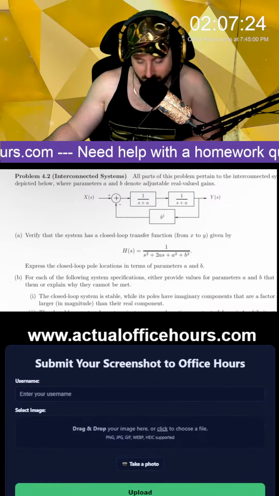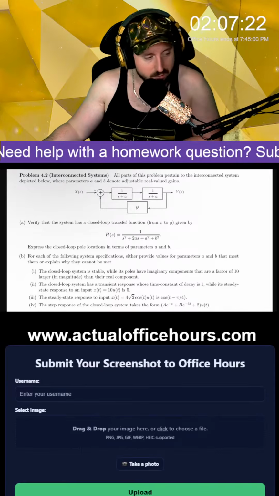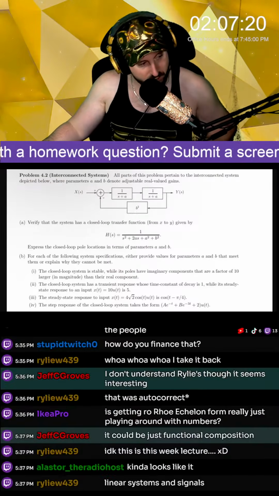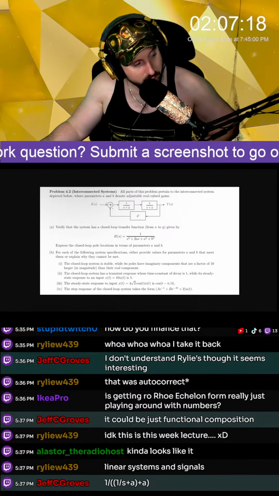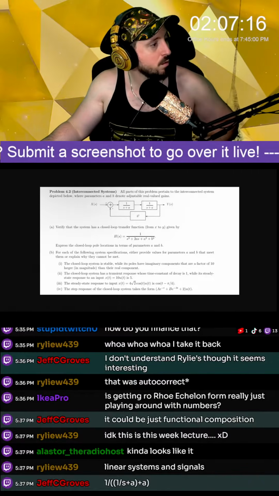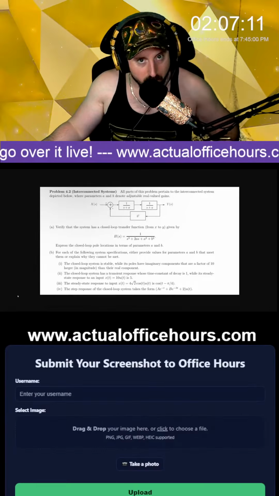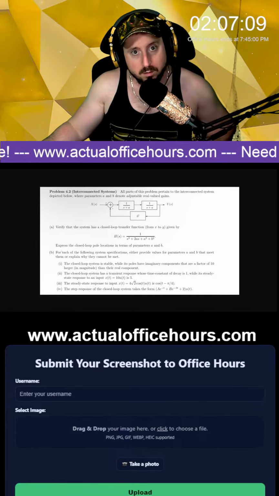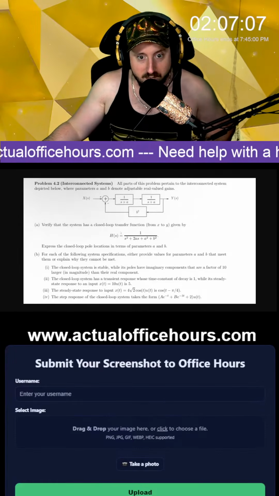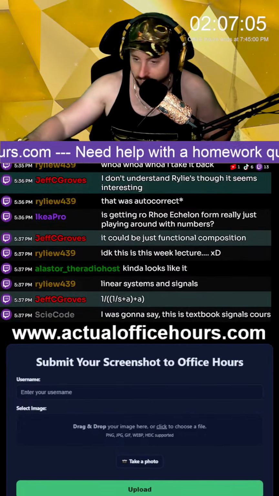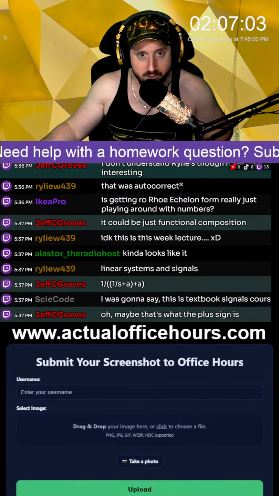This is called linear systems and signals. Oh, cool. Okay, well, I'll put it in our Discord. If someone who is in an engineering class wants to help out Riley with it, I'll put it there. Otherwise, cool. This is a textbook signals course? Cool. I might come back to it later. The queue's getting long already.